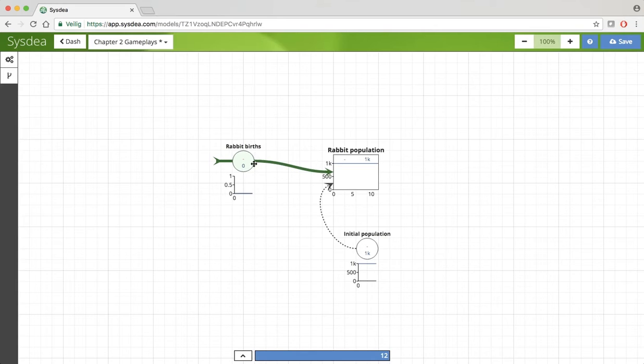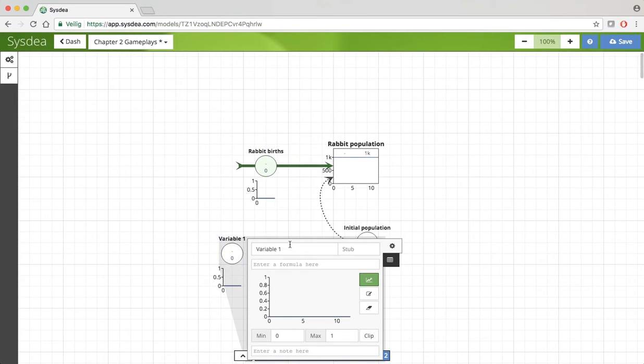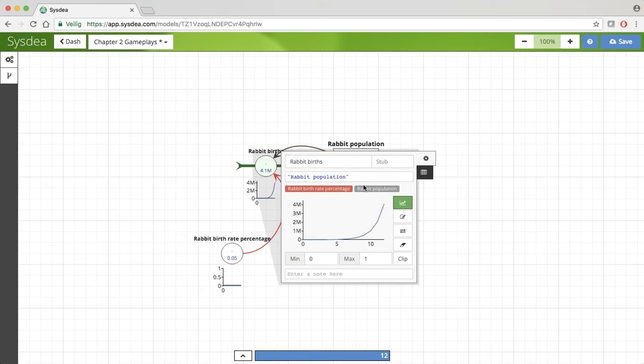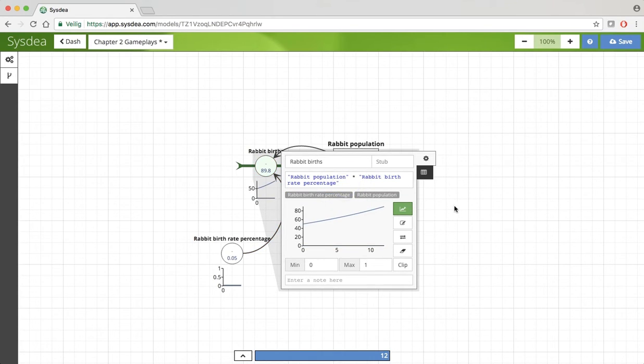Yeah, there we go. So how fast will those rabbits grow? Well, that will depend on the rabbit birth rate. Rabbit birth rate percentage. And let's make that 5% to start off with. So that's 5% of the rabbit population grows per time period. Rabbit population times rabbit birth percentage.